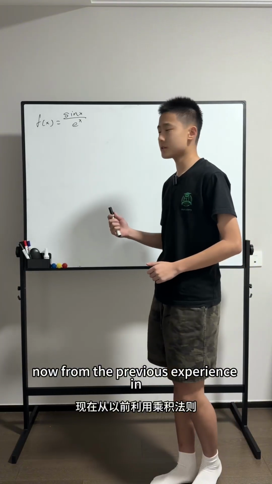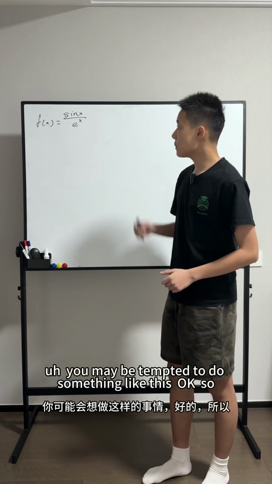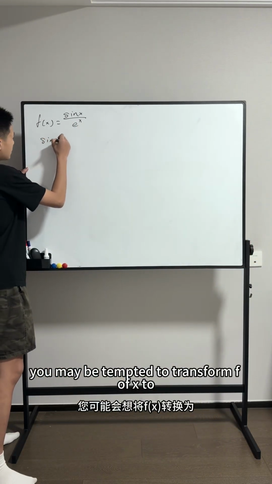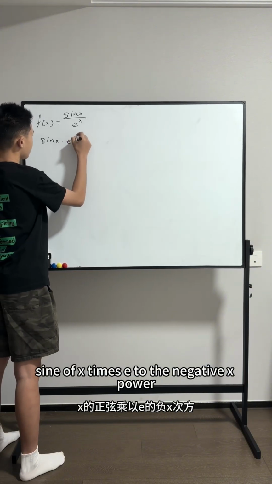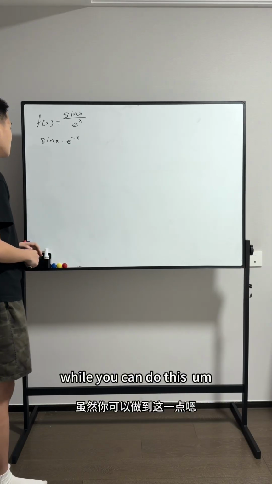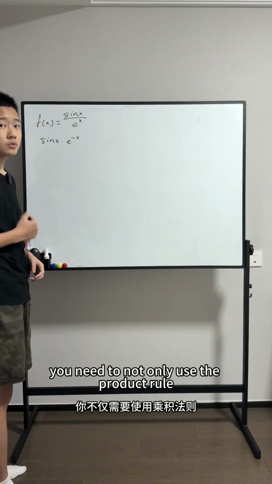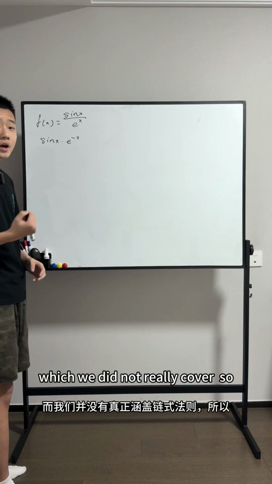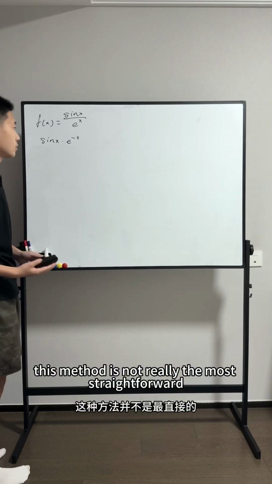Now, from the previous experience in implementing the product rule, you may be tempted to do something like this, okay? So you may be tempted to transform f of x to sine of x times e to the negative x power. Well, you can do this. After some differentiating, you'll realize that for this to work, you need to not only use the product rule, but also the chain rule, which we did not really cover. So this method is not really the most straightforward one.